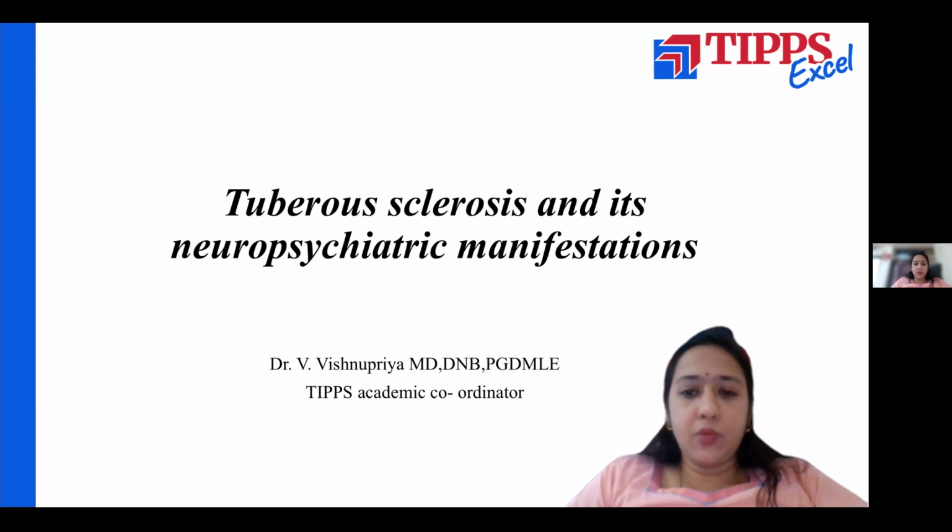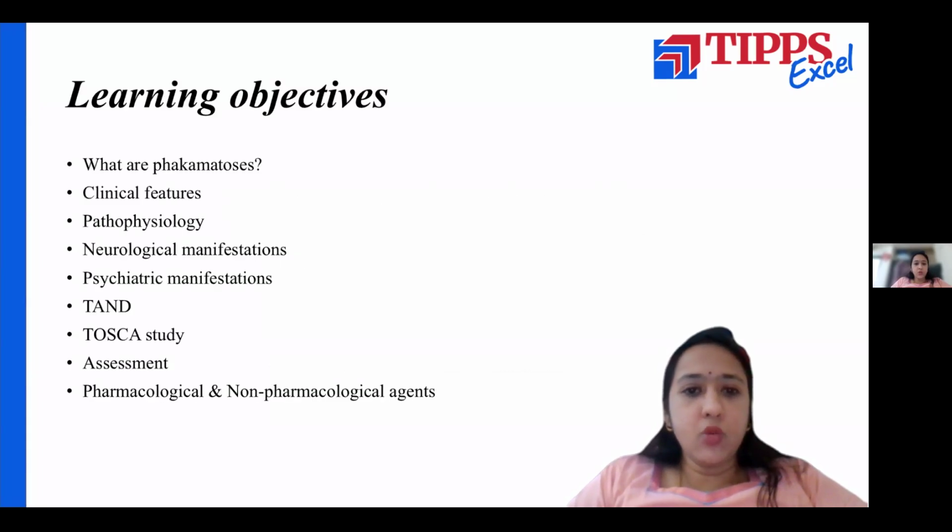Both these topics are very important for university exams as they can be asked as long notes and short notes. Sometimes the neurocutaneous markers can be kept as spotters also. So let us move on to the topic. In today's presentation, we'll be seeing what phacomatosis is and what the clinical features are.